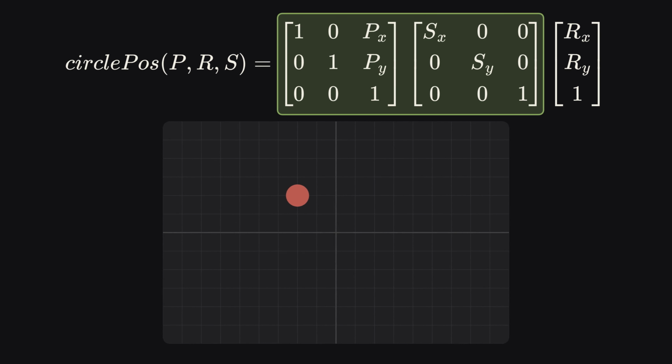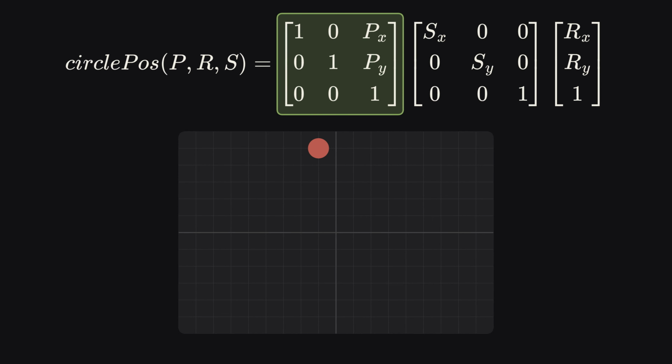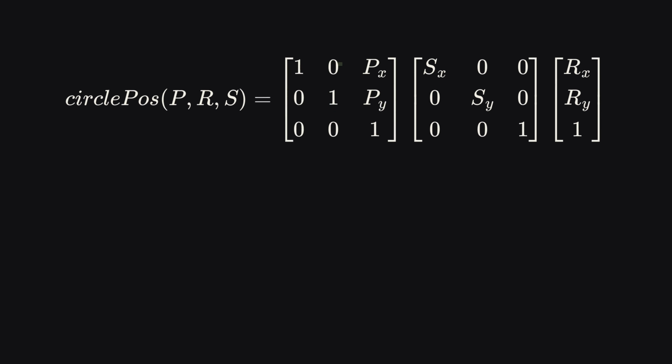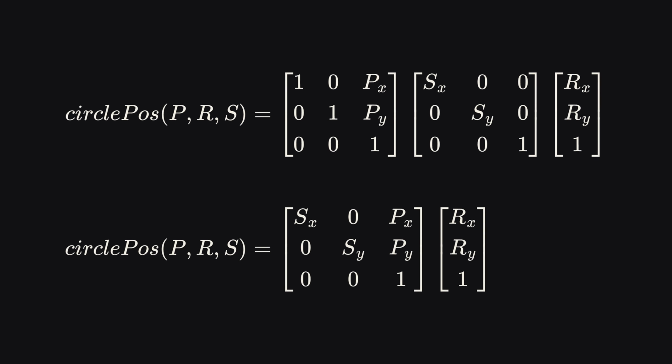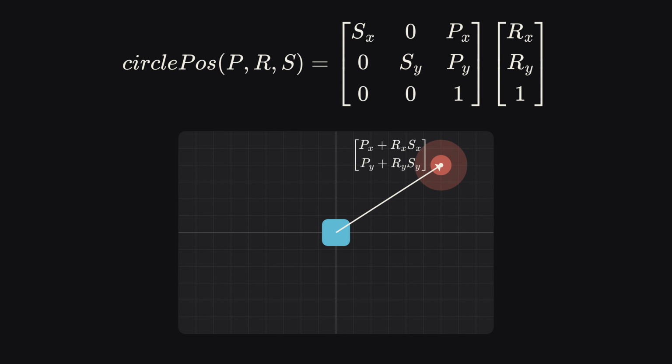Multiplying two matrices together has the effect of applying one transformation after the other. Think function composition. So if we multiply them together, that gives us a new transformation matrix that not only calculates the desired offset from the parent's position, but also scales it by the parent's scaling factor.